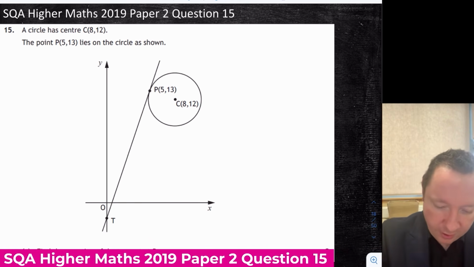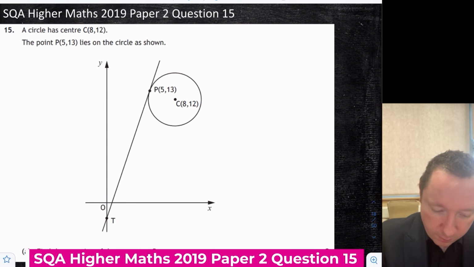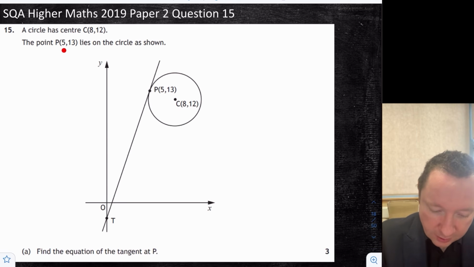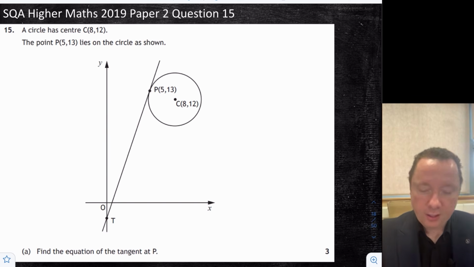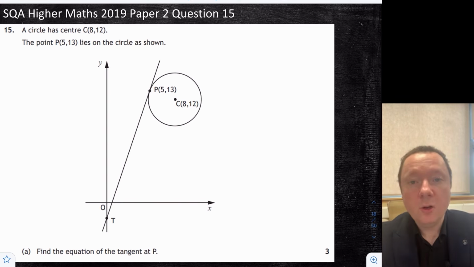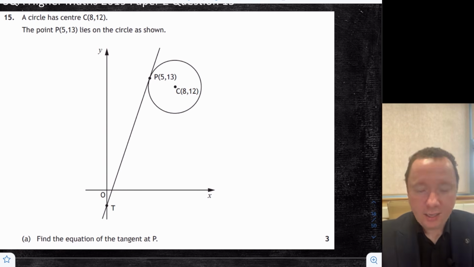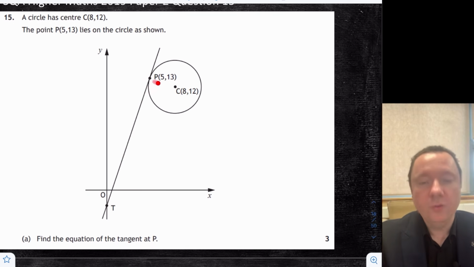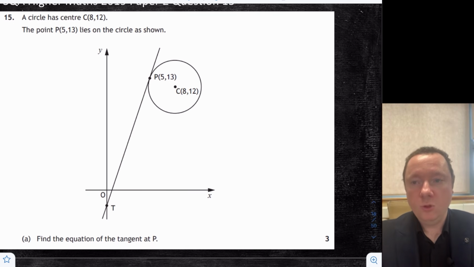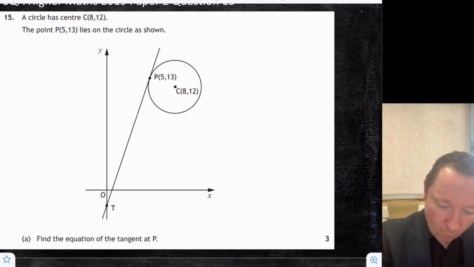A circle has centre (8, 12). P (5, 13) lies on the circle as shown on the outside. Find the equation of the tangent at P. Now, if we want to find the equation of the tangent, if it's about circles, a tangent meets a radius at right angles. So we can find the gradient of the radius, and then m1 times m2 equals minus 1. So we'll just do that. Let me just draw that picture in so it's really clear.